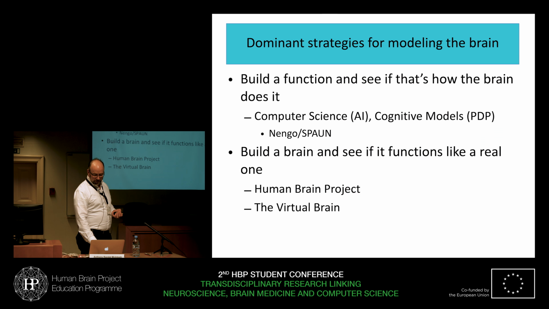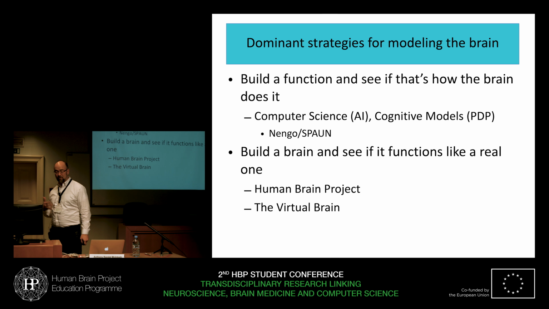So how do we model that? There are dominant strategies. We've heard some about this already. I'm not going to go into too much detail. There's the top-down approach, which you heard about this morning. Artificial intelligence is a good example of that. PDP models. There's a colleague of mine at Waterloo, Chris Eliasmith, who's been working on a project called Nengo, or SPAUN, which is in fact a very similar kind of top-down model.